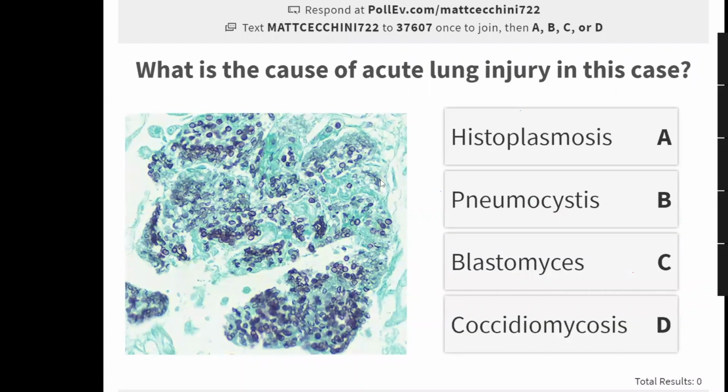What about this case? This is a GMS histochemical stain here. If we did this on the case, we saw some more frothy exudates within the alveolar spaces. What would be the cause of the acute lung injury in this case? Would it be A, histoplasmosis? Would it be B, pneumocystis? Would it be C, blastomyces? Would it be D, coccidioidomycosis?